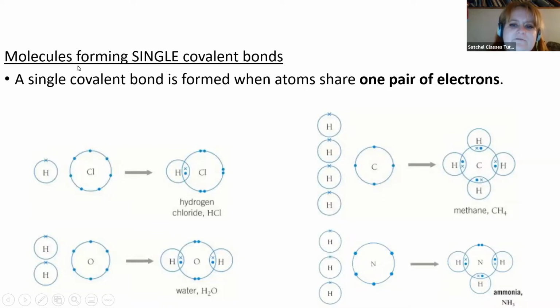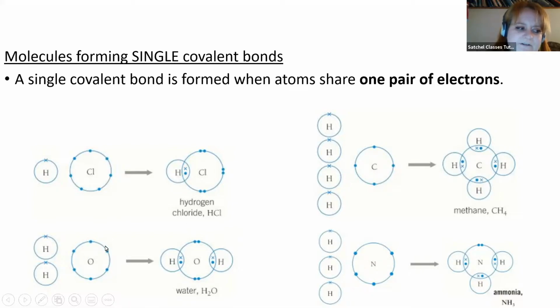So these are simple molecules, simple molecular, forming single covalent bonds. A single covalent bond is formed when atoms share one pair of electrons. Hydrogen wants one more. Chlorine has 7, so it wants one more to fill its outer shell. They just share a pair of electrons to form hydrogen chloride: one hydrogen, one chlorine.